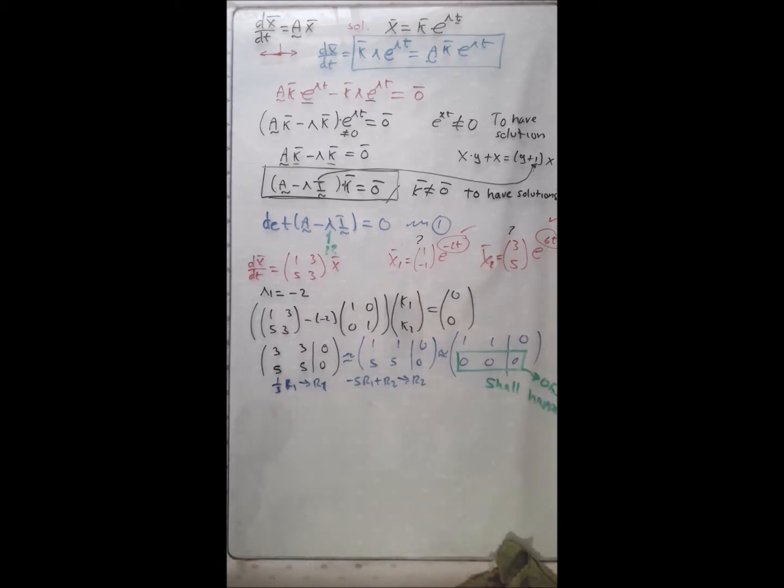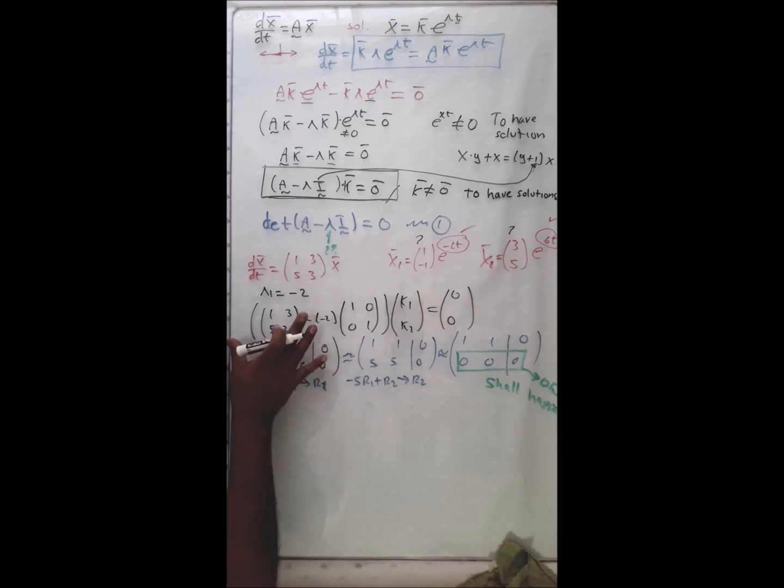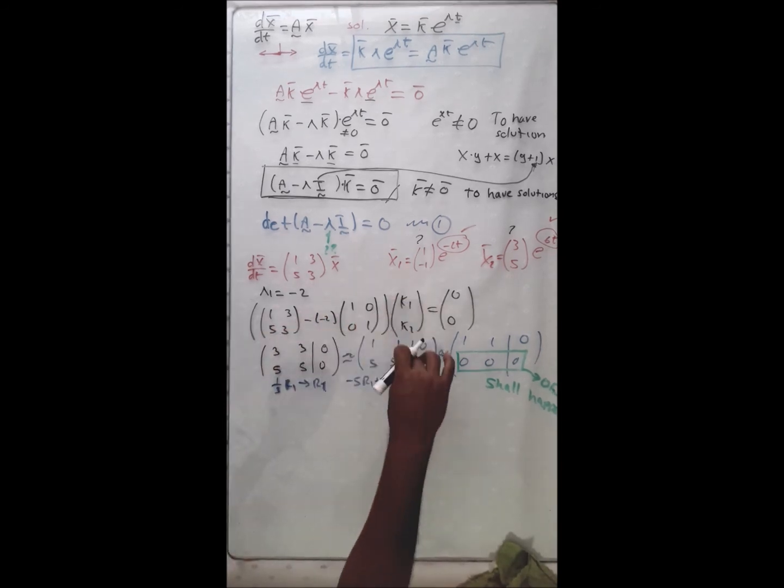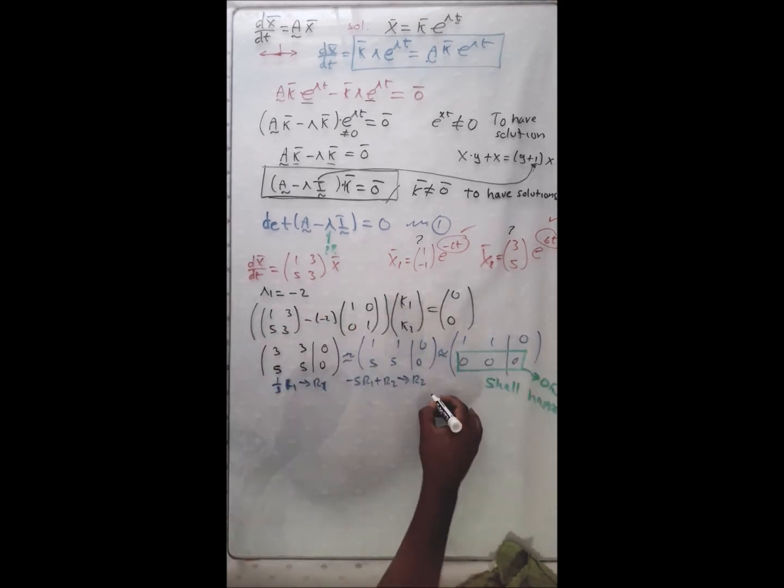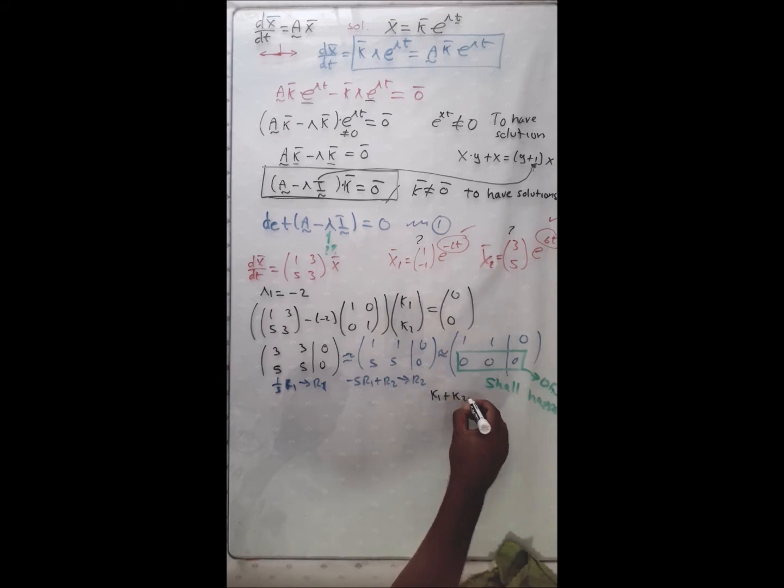If it doesn't happen, then you did something wrong in the procedure. Okay, so what is left from that is this one. Because this is the matrix times the vector, so this is k1 and k2, so k1 plus k2 is equal to 0. That means that k1 is equal to minus k2.